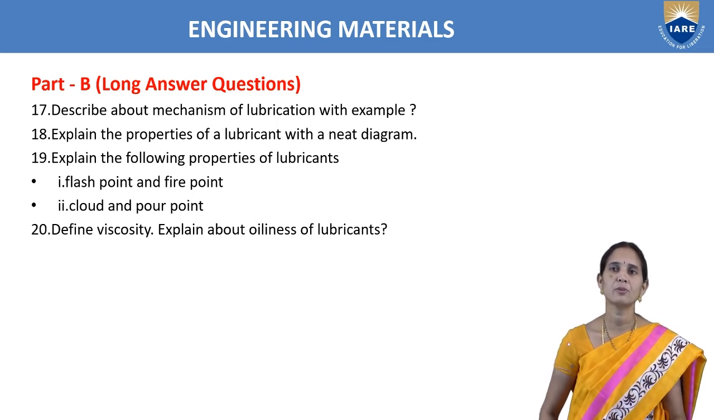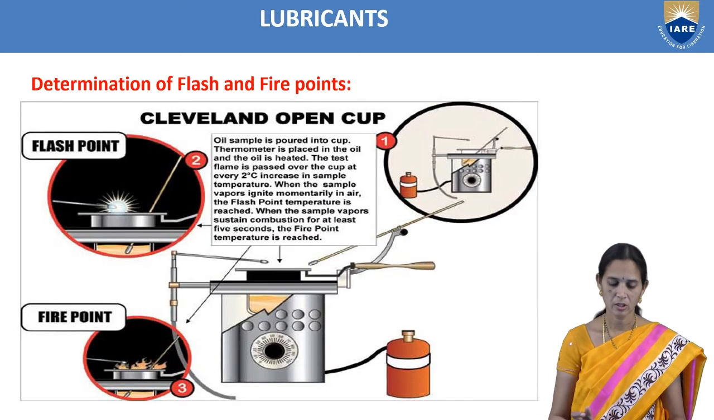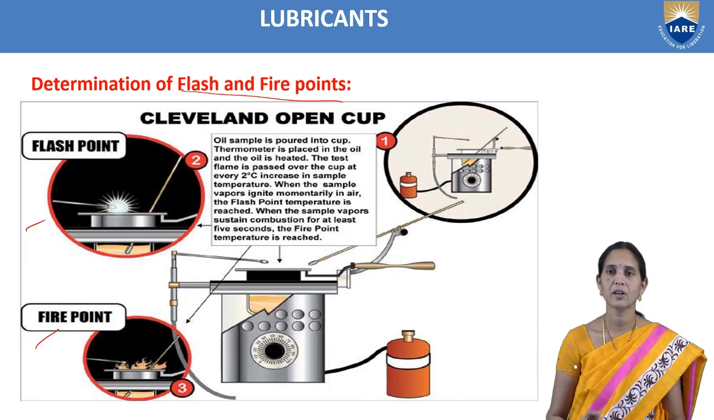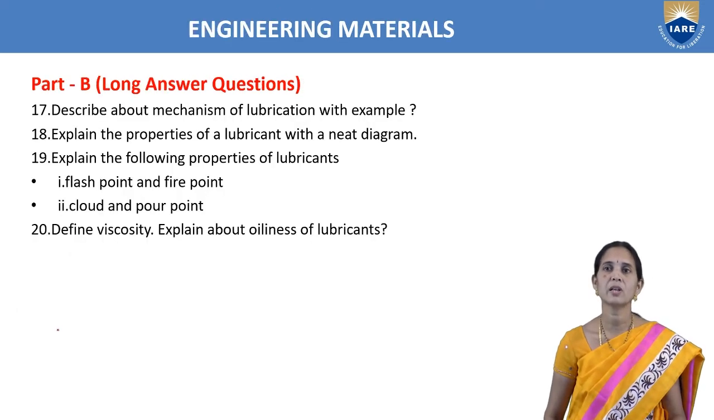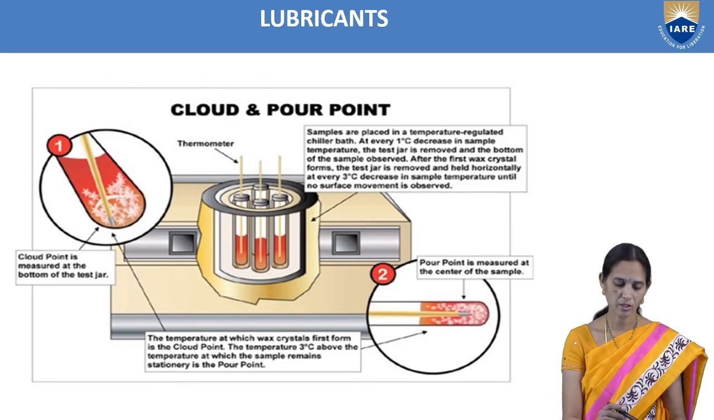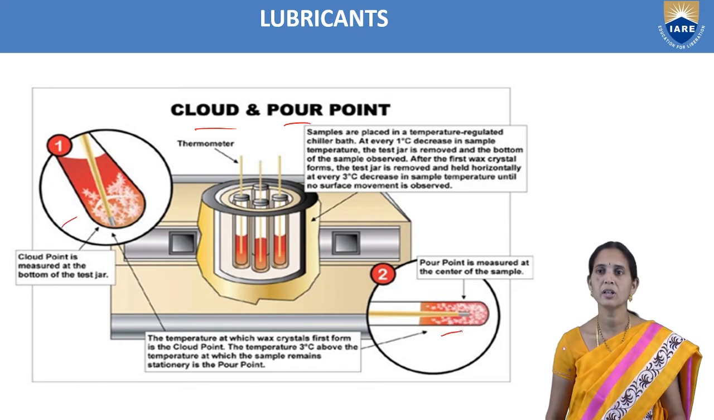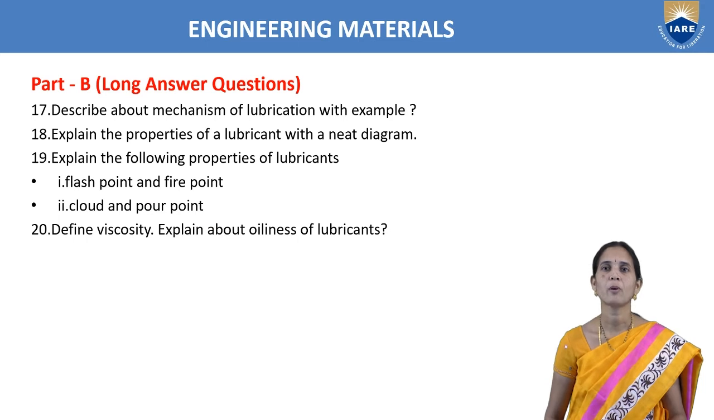Explain the properties of lubricants with a diagram. So here we have to explain the properties, like flash point and fire point. Then we have to explain cloud point and pour point. So next one, explain the properties of lubricants. Clearly the properties are given here: flash and fire point, cloud and pour point.